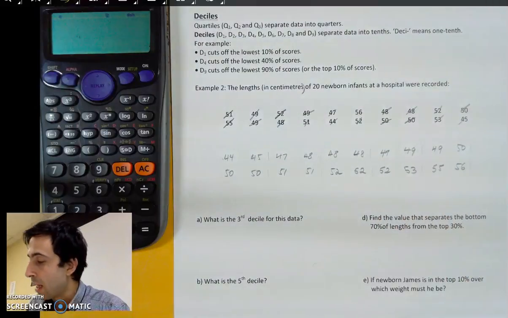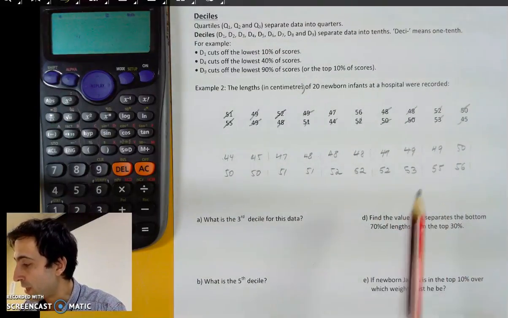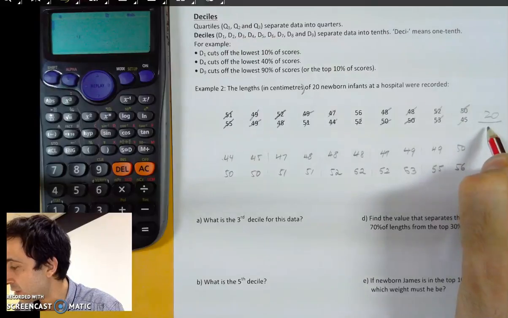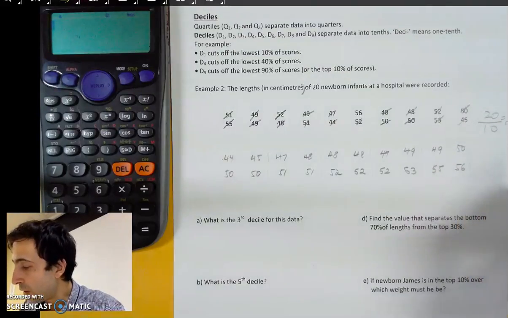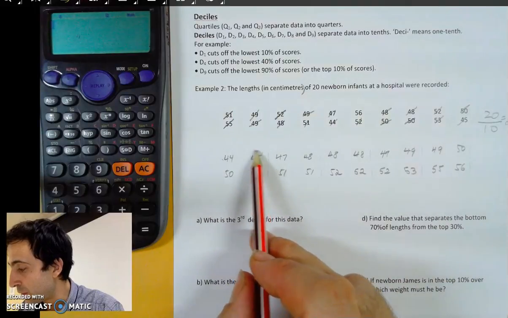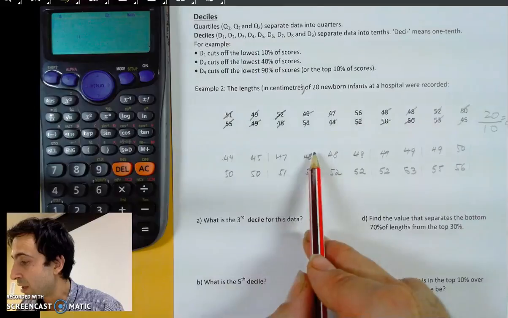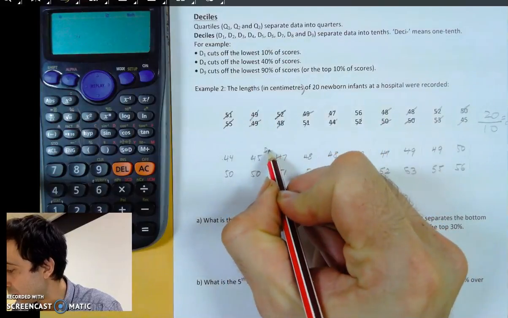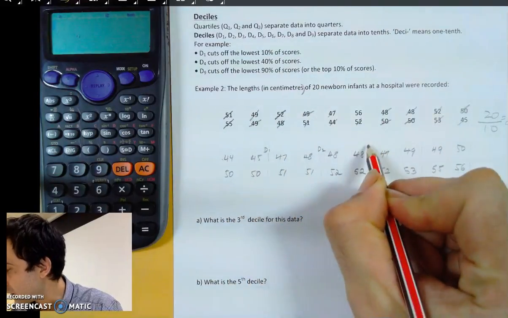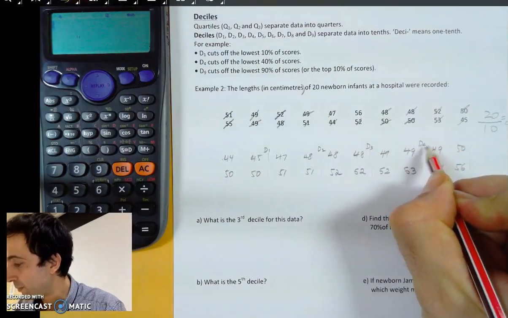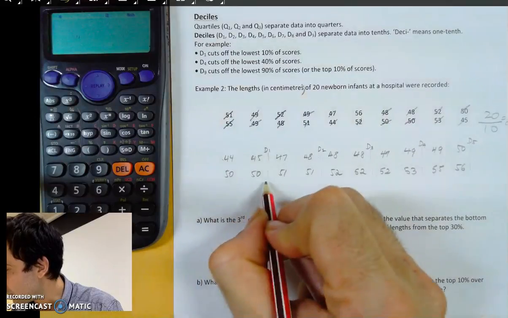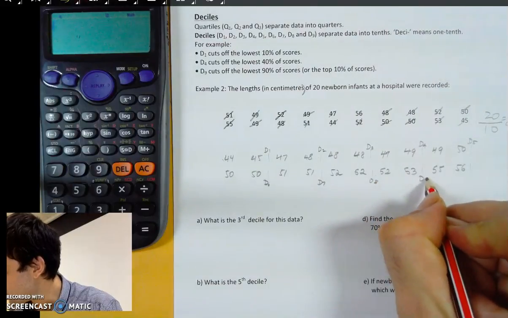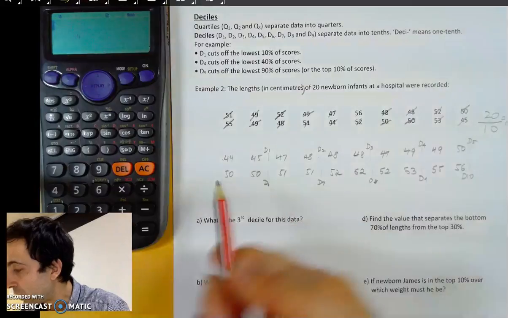And what I've done is I've said, well, there's a total here of 20 scores, and I've divided that 20 scores into 10 bits. I see that 20 divided by 10 is 2. So I've divided every 2 scores, I've put a line. And so at D1, in other words, decile 1, this is decile 2, decile 3, decile 4, decile 5, decile 6, decile 7, decile 8, decile 9, decile 10.